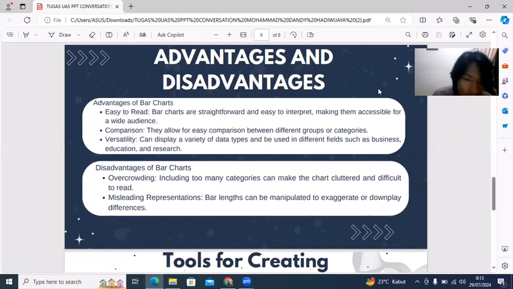And disadvantages of bar charts. Overcrowding. Including too many categories can make the chart cluttered and difficult to read. Misleading representations. Bar lengths can be manipulated to exaggerate or downplay differences.